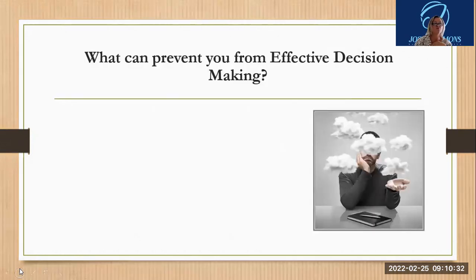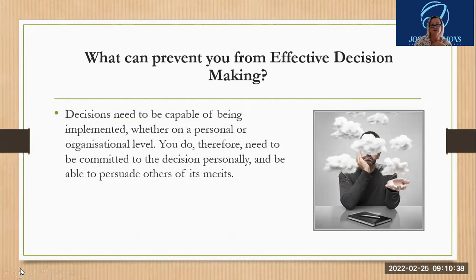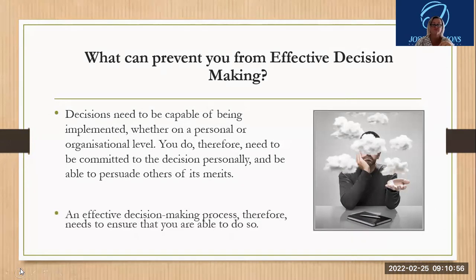So moving on to what can prevent you from effective decision making. The first one I've got here is that decisions need to be capable of being implemented, whether they are personal or on an organisational level. You therefore need to be committed to this decision personally, as I spoke about, and be able to persuade others of its merits. So an effective decision-making process needs to be able to ensure you can do these things.